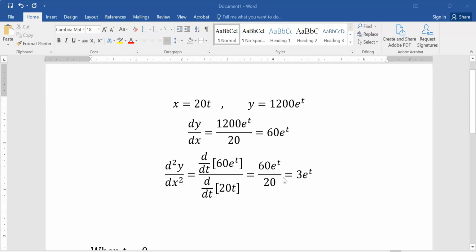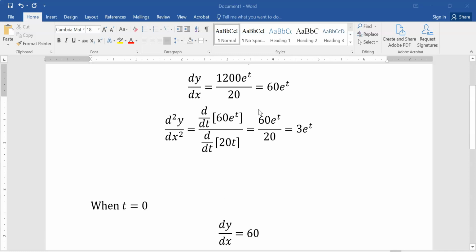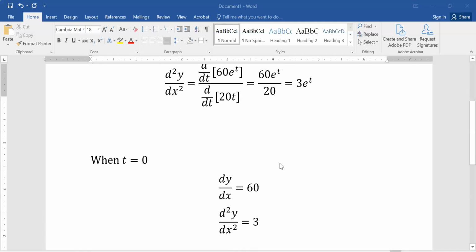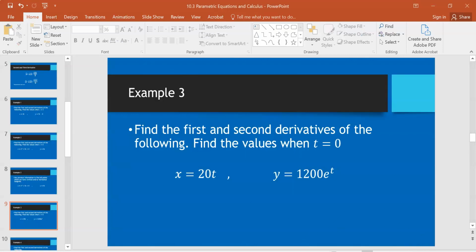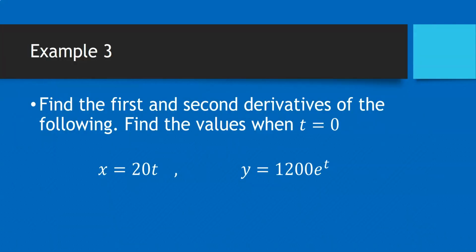Now when you plug 0 into the first derivative, e to the 0 is just 1, so 60 times e to the 0 is just 60. And in your second derivative, 3 times e to the 0 is just 3. So as far as your first and second derivatives go, when you plug in 0, you get 60 as your first derivative and 3 as your second derivative. And that's it. That's how to do first and second derivatives.